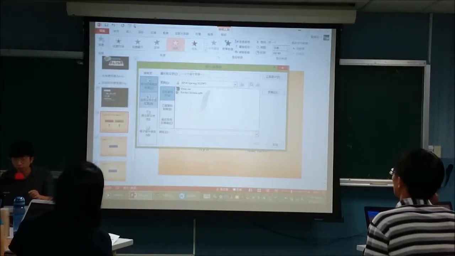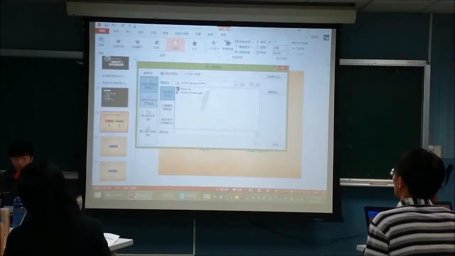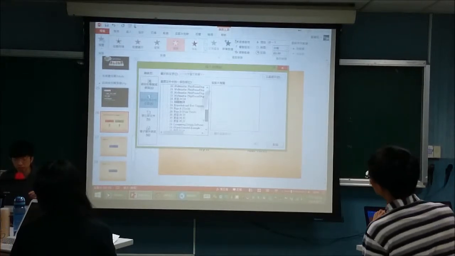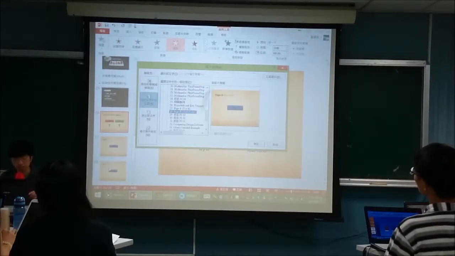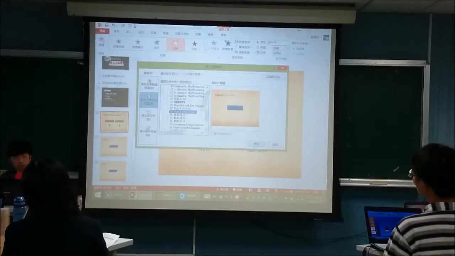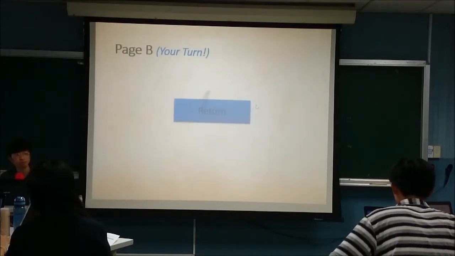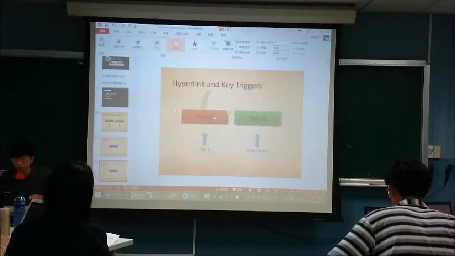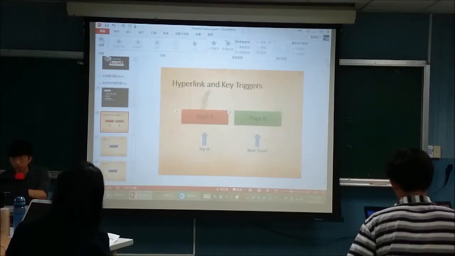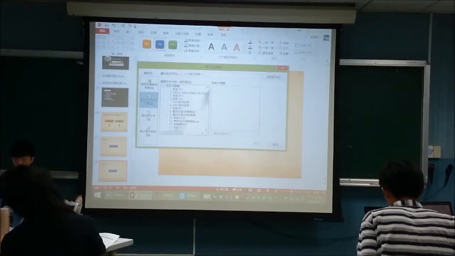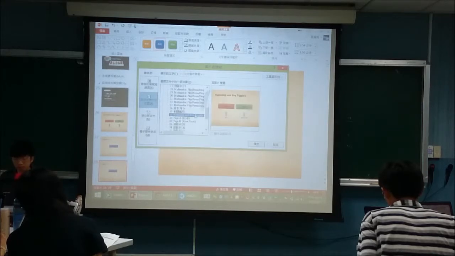Now you want to link to somewhere in this document, which reads page B. That's this one. So you press OK and try it. Now you link to this page. And the same concept, we want to return to this page where it says hyperlink and key triggers. So it's the same concept too. Link to somewhere in this file, in which it says this one.